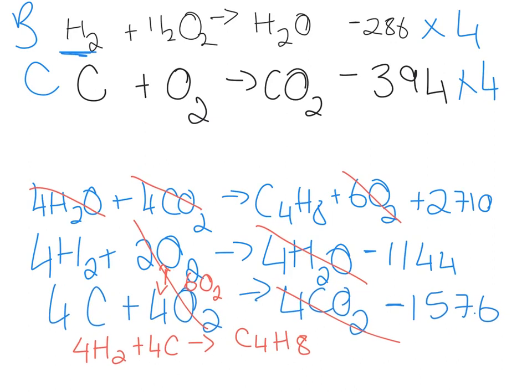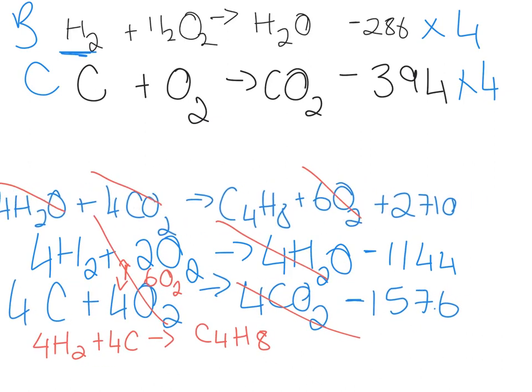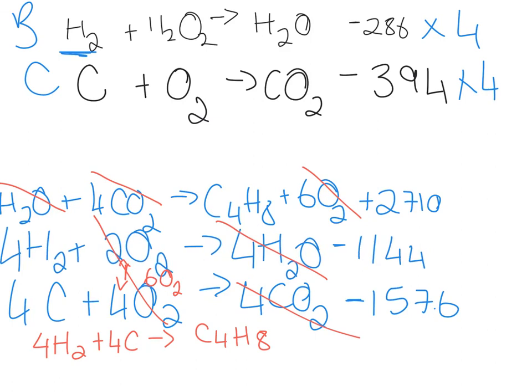Right, so the final thing for us to do then is to add together all of these numbers. So our minus 2710, our minus 114, and our minus 1576. And when I add those three figures together, guys, I get a really small answer. I get an answer of minus 10 kilojoules per mole.